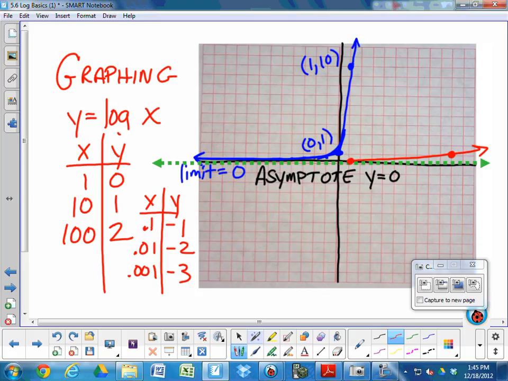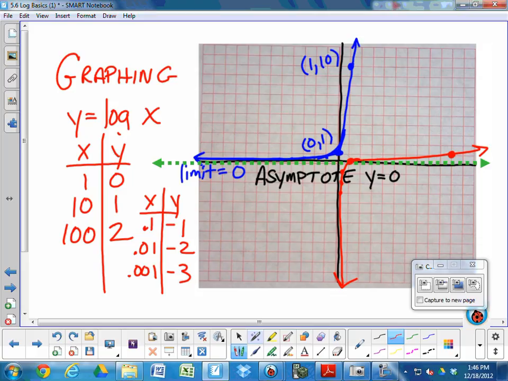So imagine where those points will be. 0.1 comma negative 1, somewhere around there. 0.01, which is over just a tiny bit, comma negative 2. And 0.001 comma negative 3. To get down to negative 6, you'd be at 0.000001. To get down to negative 9, you'd be at 0.00000001. So very, very tiny x values, very, very negative y values. So that's what the graph of y equals log x looks like.